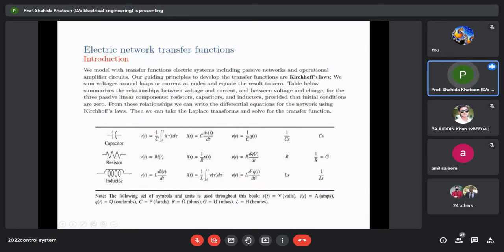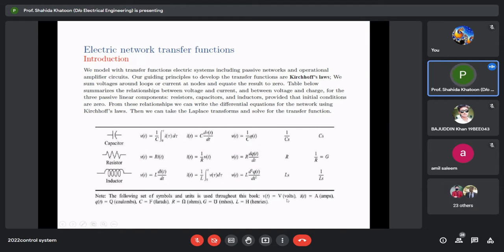The inductor is represented like this. v(t) is given by L di by dt. i(t) is 1 by L integral 0 to t v(tau) d tau, and v(t) in terms of charge is given as L d2 q(t) upon dt2. And the constant of proportionality is Ls, and 1 by Ls is the inverse.